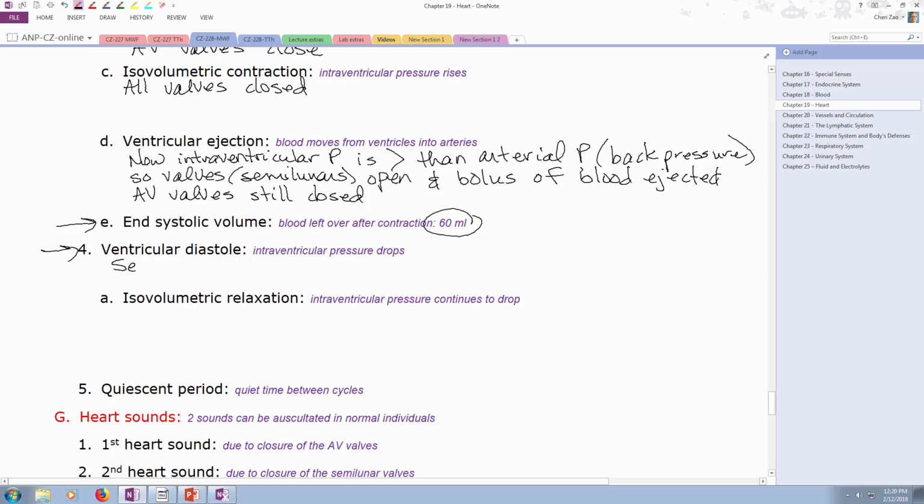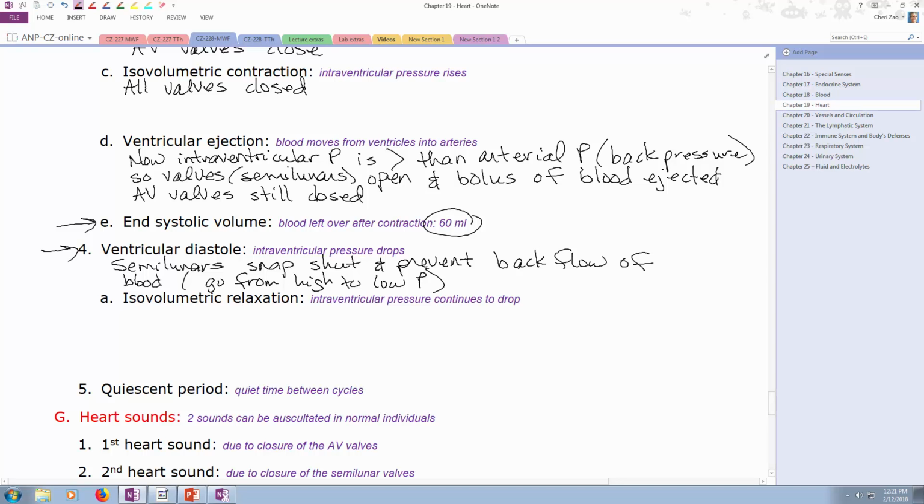So the semilunars snap shut and prevent backflow of blood. Because remember, blood wants to go from high pressure to low pressure.